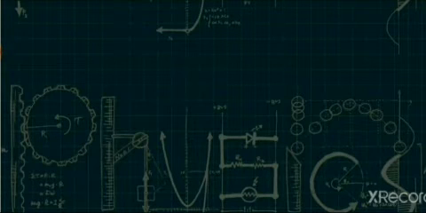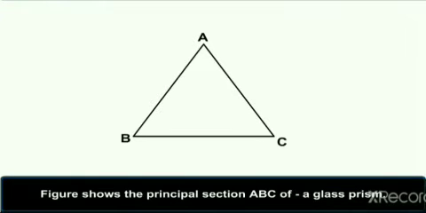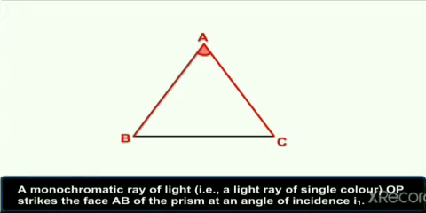Refraction of light through a glass prism. Figure shows the principal section ABC of a glass prism. The angle of prism, angle BAC, is equal to A. A monochromatic ray of light, that is, a light ray of single color, OP, strikes the face AB of the prism at an angle of incidence I1.